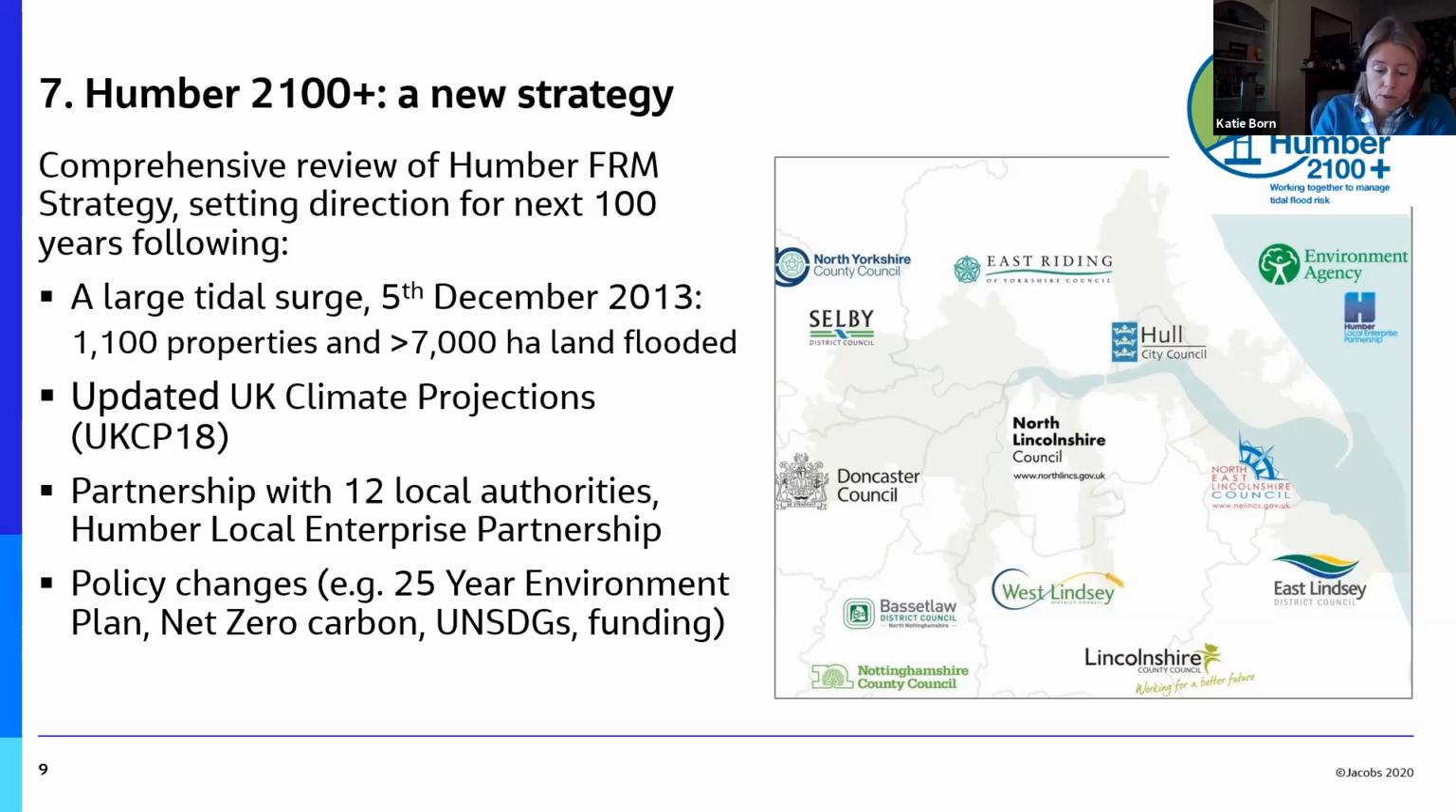So this Humber 2100 Plus will be published in 2023, and it's expected to show that we can't protect everywhere given the scale of the increasing risk and the challenge of dealing with a 1.3 metre estimated sea level rise. It'll focus on storing water strategically where we can and protecting the major assets and communities, taking an adaptive pathway approach to deal with the uncertainties over the 100-year period and the major monitoring programme.